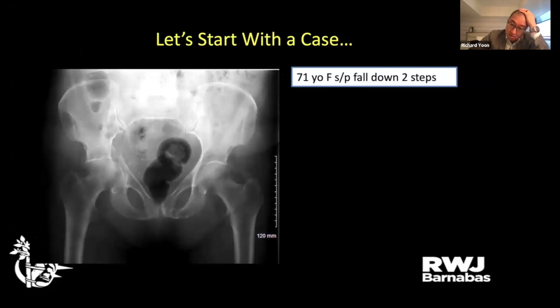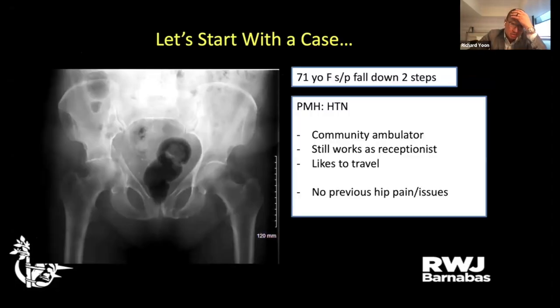So starting with the case here, something similar to what you saw in Dr. Porsche's talk: a 71-year-old female, fall down 2 steps. You can see the osteoporosis that's here. It's medialized. She's pretty healthy. She travels a lot with her husband, still works as a receptionist, a community ambulator without any assistive devices, without any previous hip or pain issues.